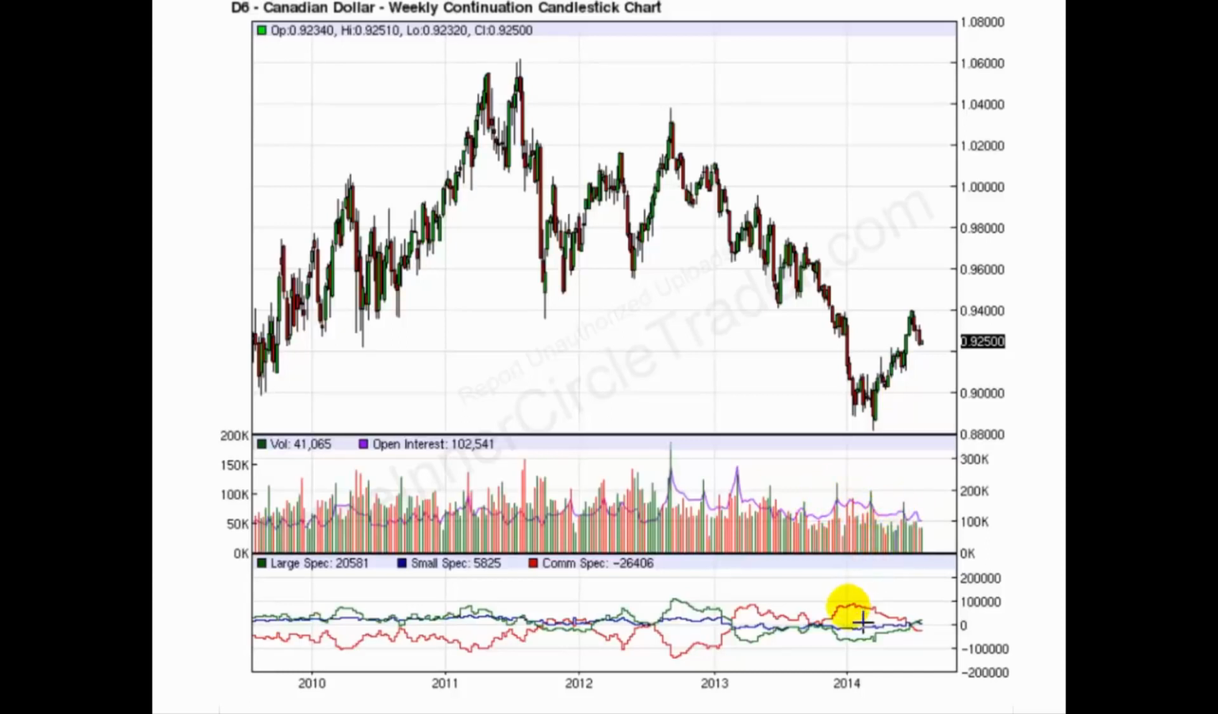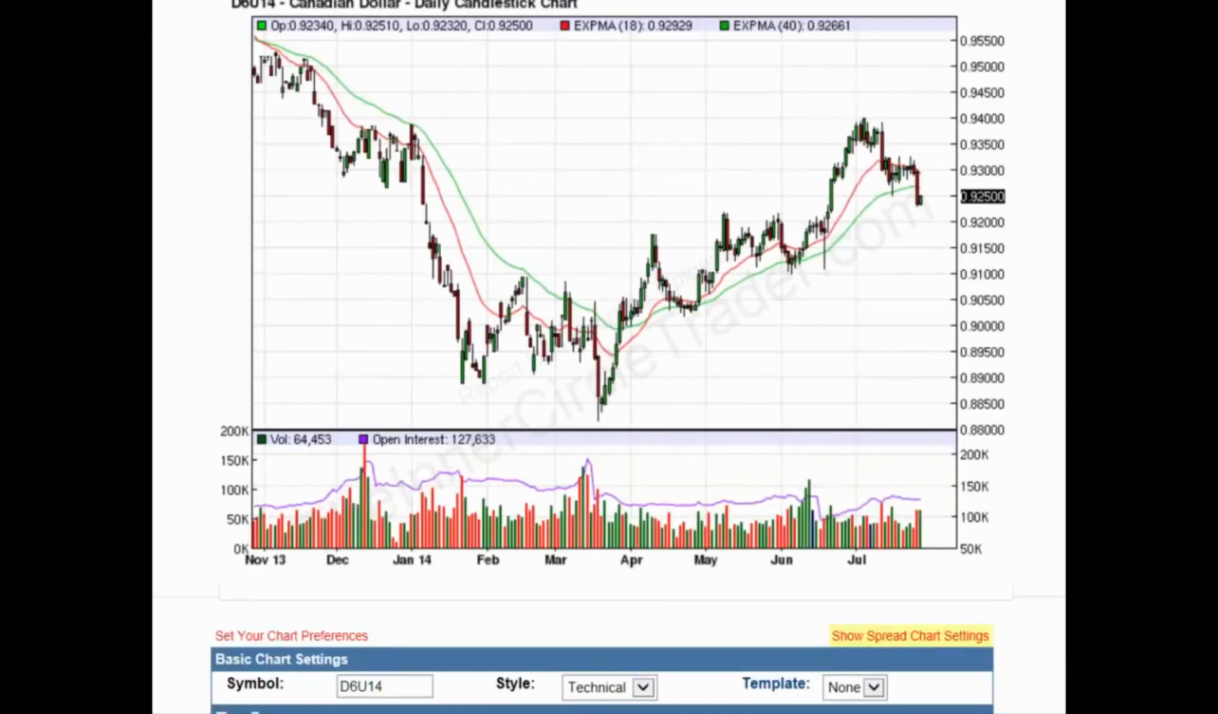But for right now, as price traded lower, the accumulation of the longs held by the commercials indicated there was possibly a reversal underway. Looking at the daily chart, we have our 18 and 40 day EMAs. The green is the 40 and the red is the 18 day, as noted here, exponential moving average.